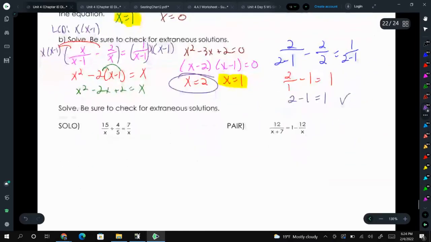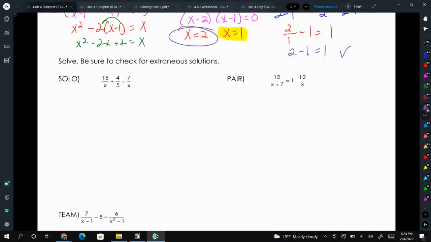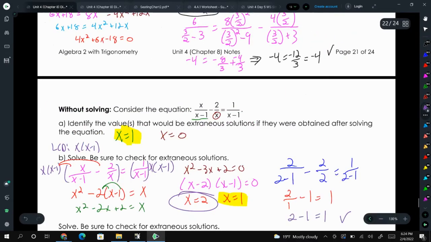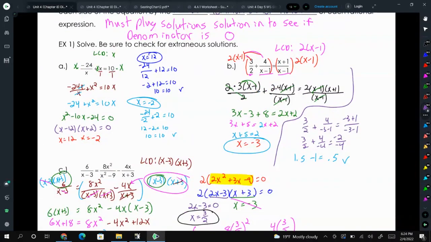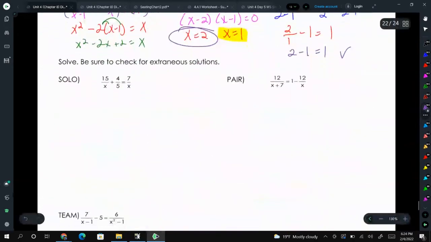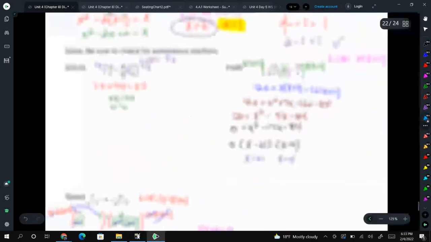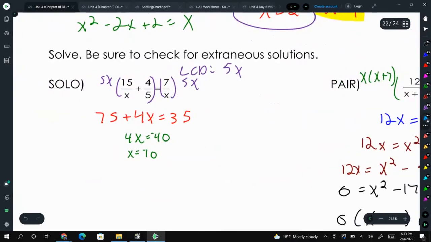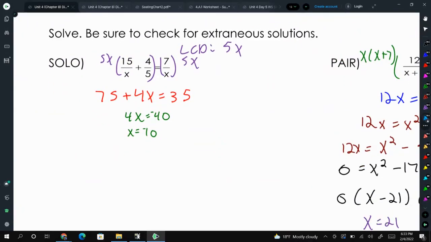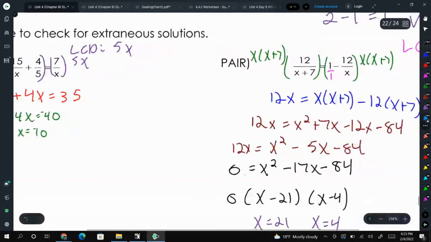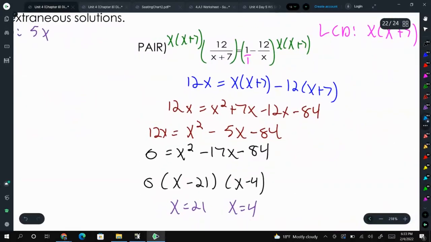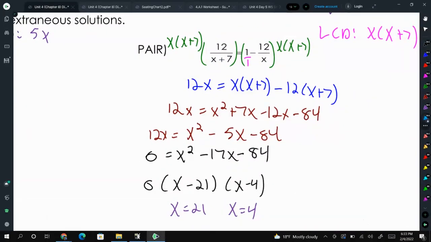All right, so please pause the video, try these problems. If you need help, go back in the video and see how we did these 4 problems for some additional help. All right, let's look at these and see what happened. The first one should not have been too difficult. Your LCD was 5x, and then you got a nice linear equation, and you got x equals -10. This one, once you get the least common denominator of x times x plus 7, it did take a little bit of work to get through that.